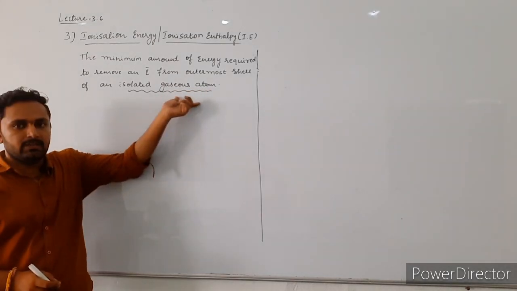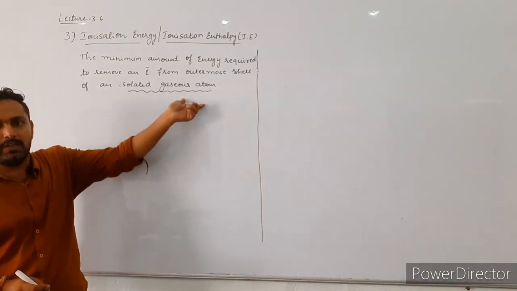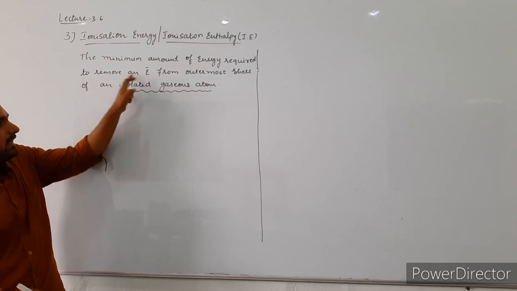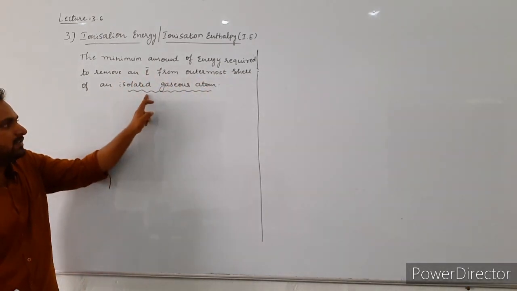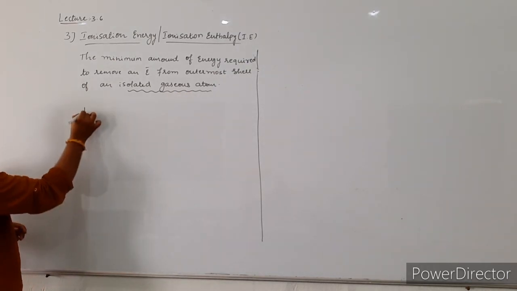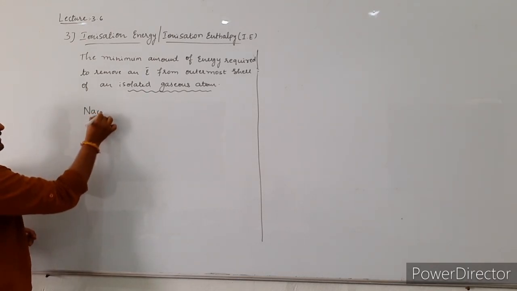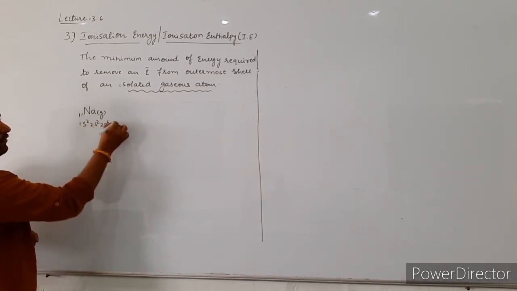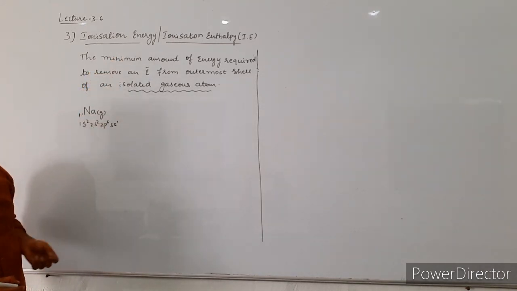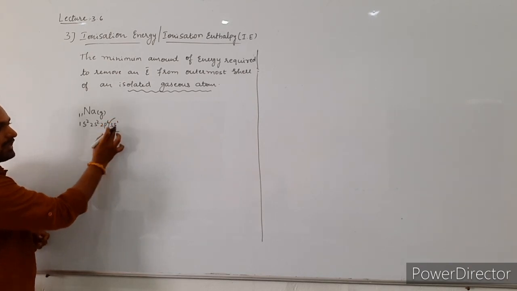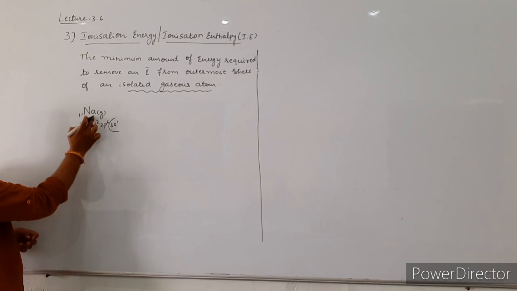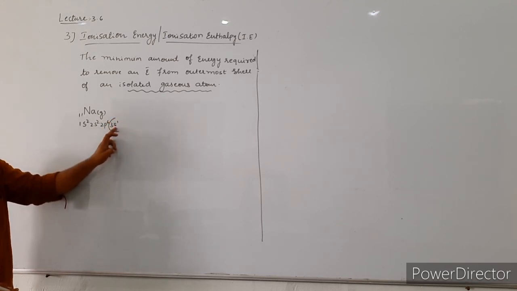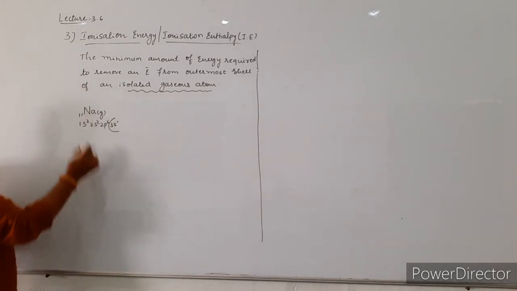If atoms are in gaseous state, then only we can remove the electrons. If atoms are present in solid state, we cannot remove the electrons. Example, sodium, atomic number 11. Electronic configuration: 1s2, 2s2, 2p6, 3s1. The amount of energy required to remove an electron from the outermost shell of a gaseous atom is called ionization energy.